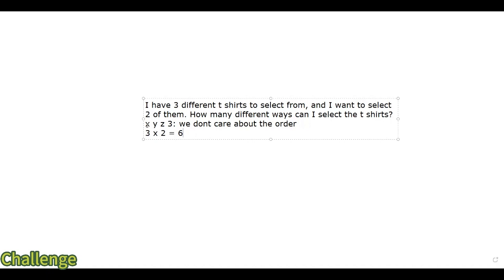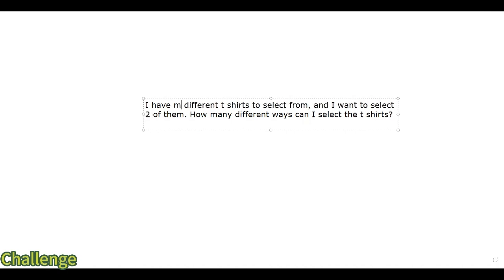Now let me generalize this. What if we have, usually it's n, n different t-shirts and I want to select m of them? How many different ways can I select the t-shirts?